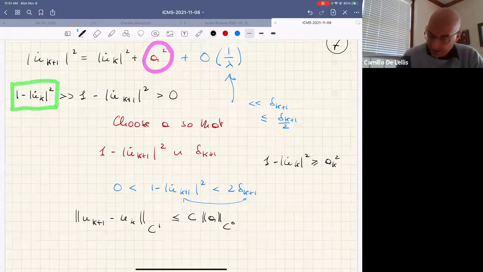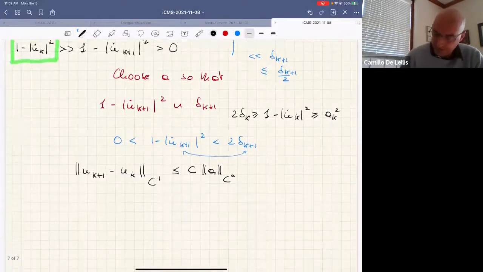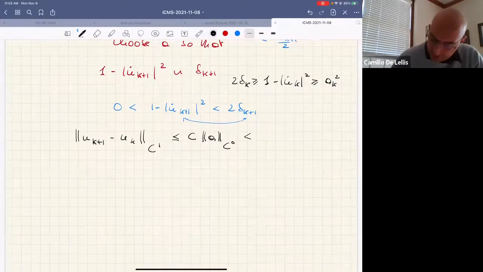Okay, and now if each time you're actually having that this difference is no larger than 2 delta k plus 1, here of course you could say that, inductively, I can keep that this difference is actually at most 2 delta k. And so here you just find that this one goes like a constant times square root of delta k.